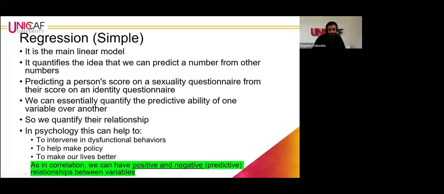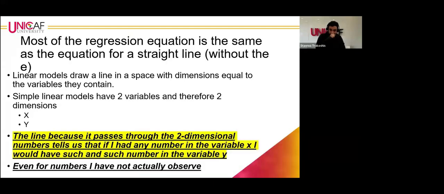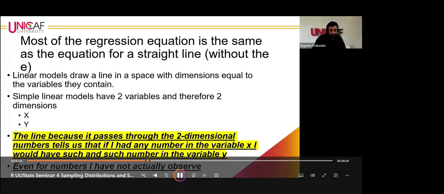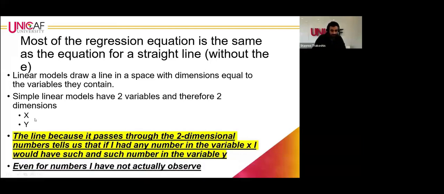We can have positive and negative relationships as in correlation, if you know what a correlation is. As I told you many times by now, the regression equation is the same as the equation for a straight line, without the error. And linear models draw a line in a space with dimensions equal to the variables they contain. We are only looking at two variables, one dependent and one independent, so we have two dimensions that we can visualize easily, one X and one Y.